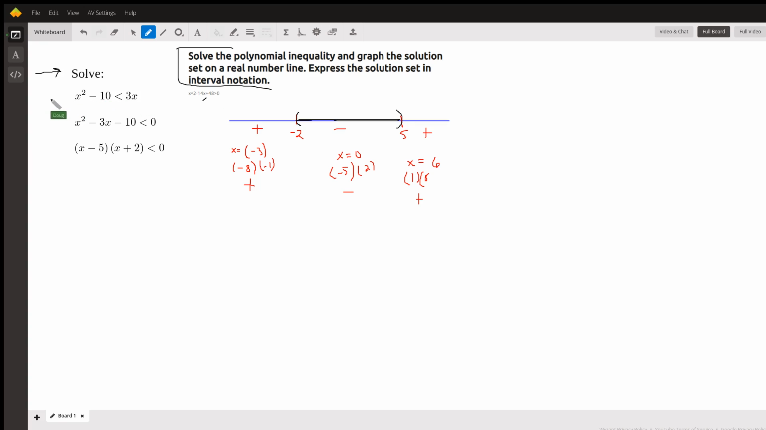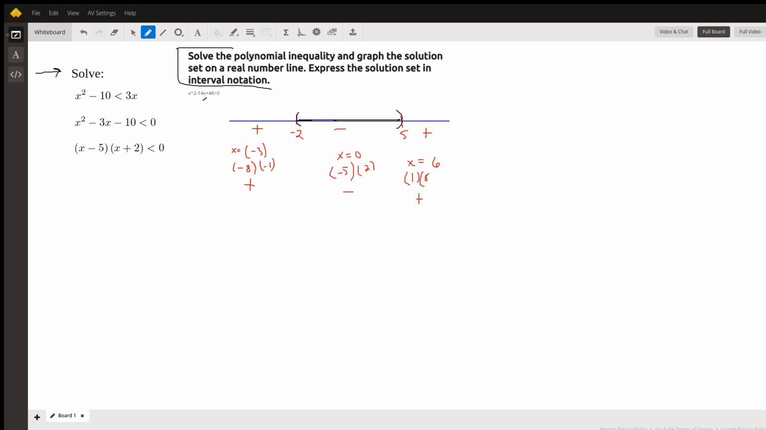Okay, so let's say you're given this problem. Solve x squared minus 10 is less than 3x. You want to find the set of all real numbers that make this a true statement. This is what we call a quadratic inequality. We first have to get one side set to 0. So subtract 3x from both sides, or transpose this term to the left side of the inequality symbol, changing its sign.